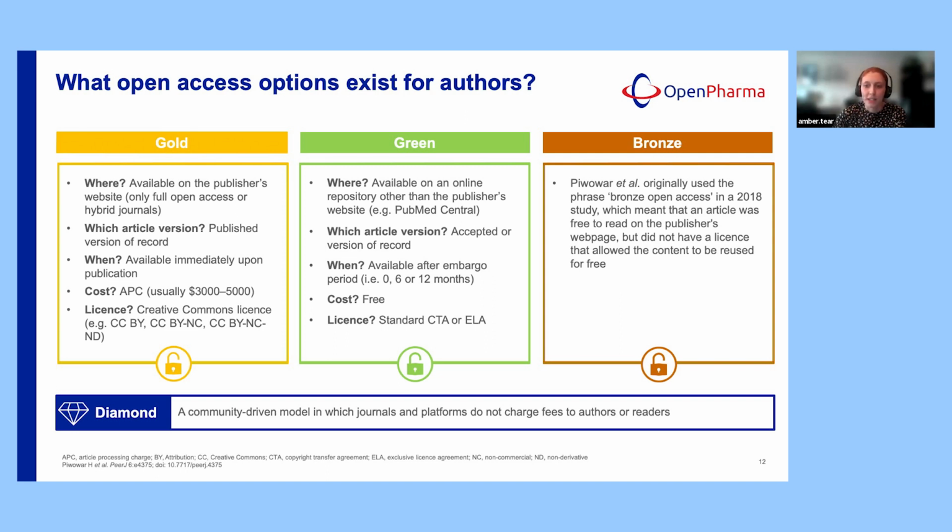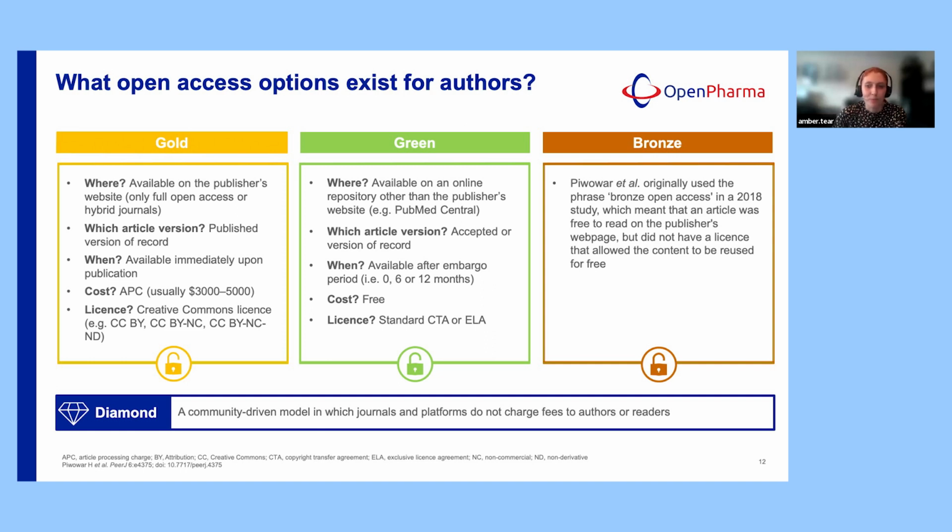Now, the term bronze open access was originally used by Piwowar et al. in a 2018 study, meaning that an article was free to read on the publisher's webpage, but it didn't have a license to allow the content to be freely reused. And we've also got diamond open access, which is an emerging community-driven model. In this model, journals and platforms don't charge fees to either the authors or the readers.